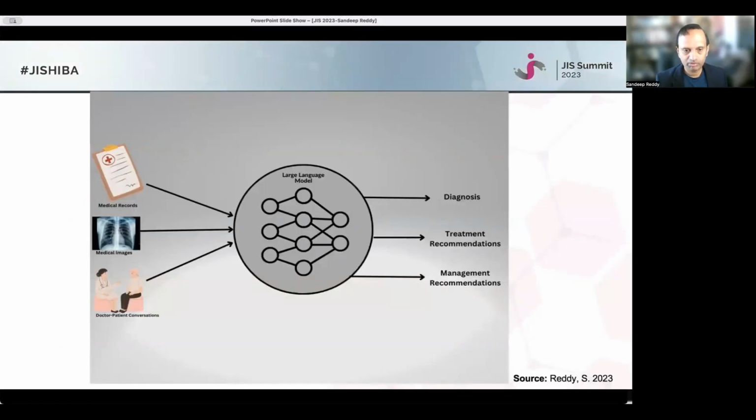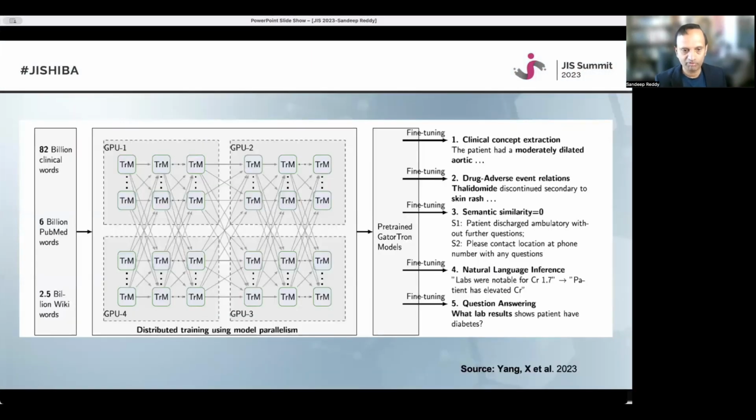Now, when we look at large language models, they not only can analyze text nowadays, but they can also analyze image data, but also voice data. Basically, they become multimodal in their ability to analyze data, but also that can lead to multi-outcomes. In the case of healthcare, they can provide diagnosis, treatment recommendations, and management recommendations. Let's look at a couple of examples.